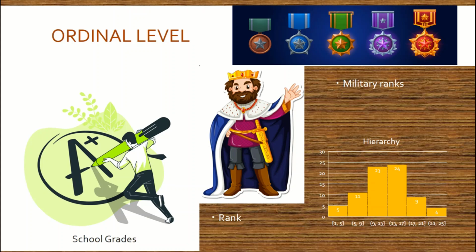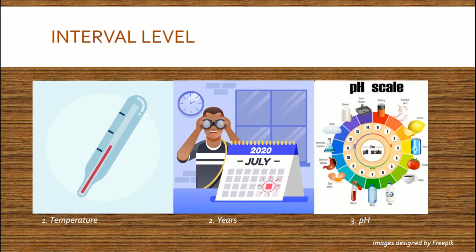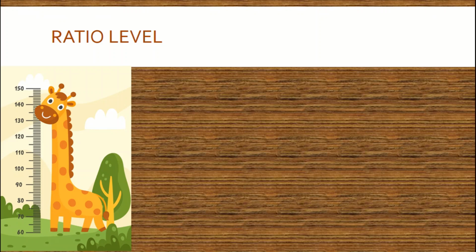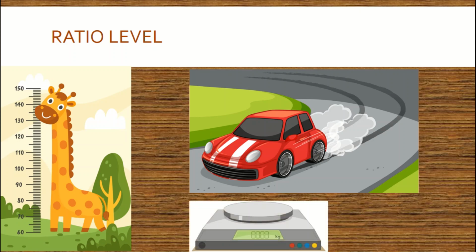Let us look at illustrations in the interval level of measurement. We have temperature, we have years, and pH as well. Let us look at illustrations of data in the ratio level of measurement. We have measurement of length or height in feet or meters, or whichever unit of measurement of length you would like to use. Such data lies in the ratio level of measurement. Then we have speed and velocity in miles per hour, meters per second, and so on. We have weight in kilograms, in pounds, and so on.